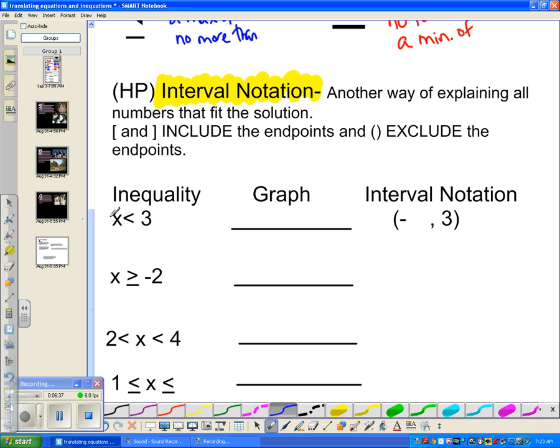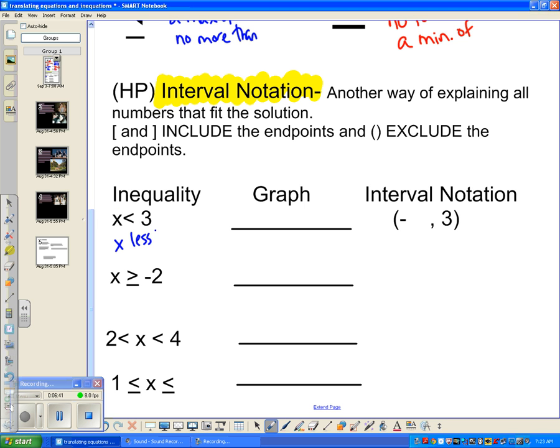So for instance, let's say I gave you the inequality x is less than 3. That means if I wanted to graph it, at 3 I would have to put an open circle because it can't be 3, but it can be anything over here. It could be 0, it could be negative 100, right?